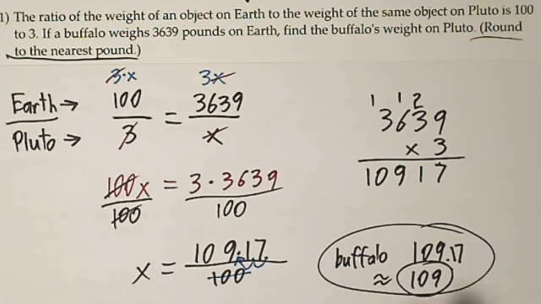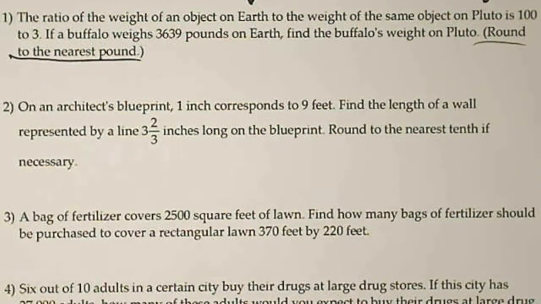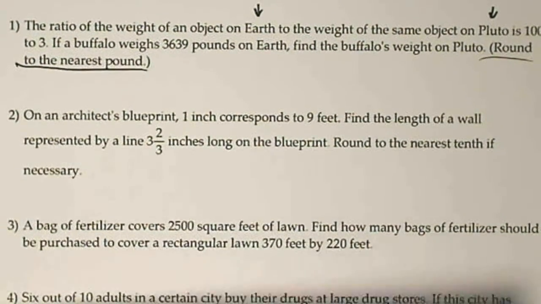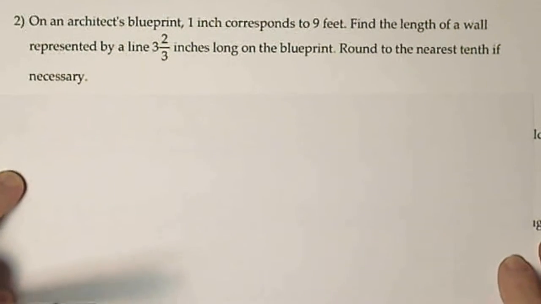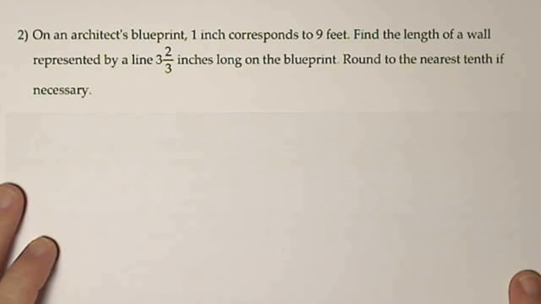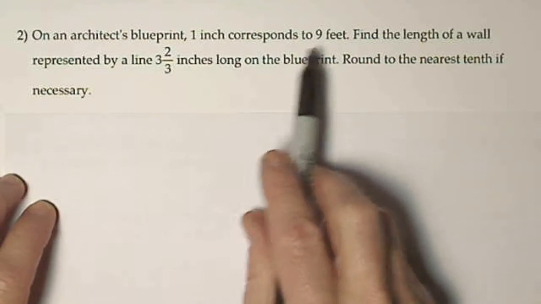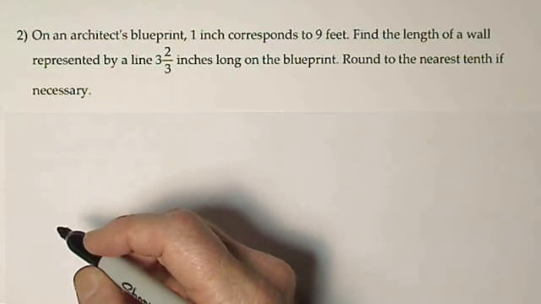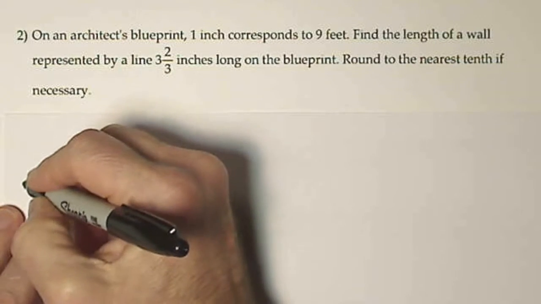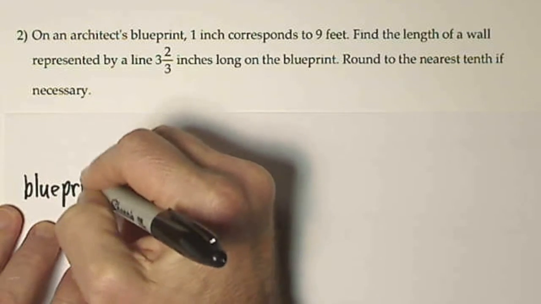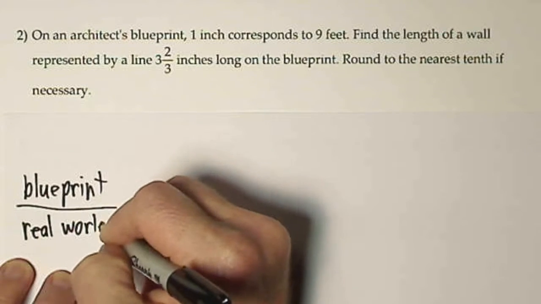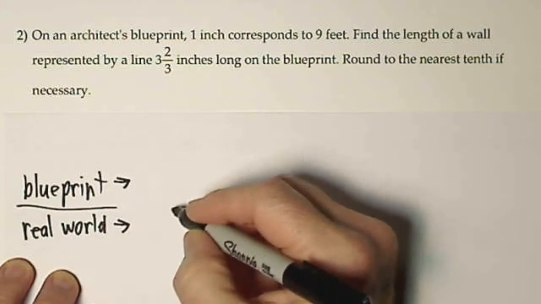There we go. And taking a look at number 2. These scale questions are very common. So we have an architect's blueprint. And again, I'm just going to put this on paper in the order that it shows up. So on the blueprint, 1 inch corresponds to 9 feet. So I'll just say blueprint and real world. So we'll go blueprint over real world. And then just stick with that arrangement.